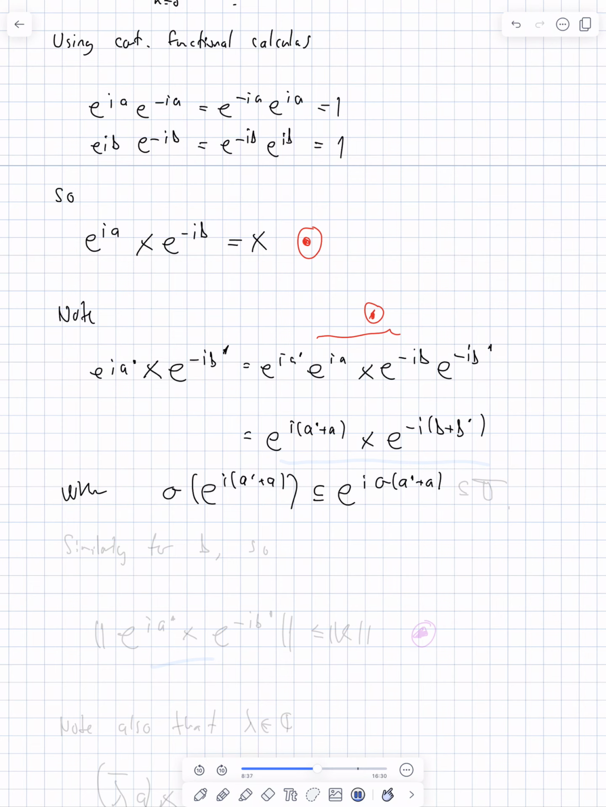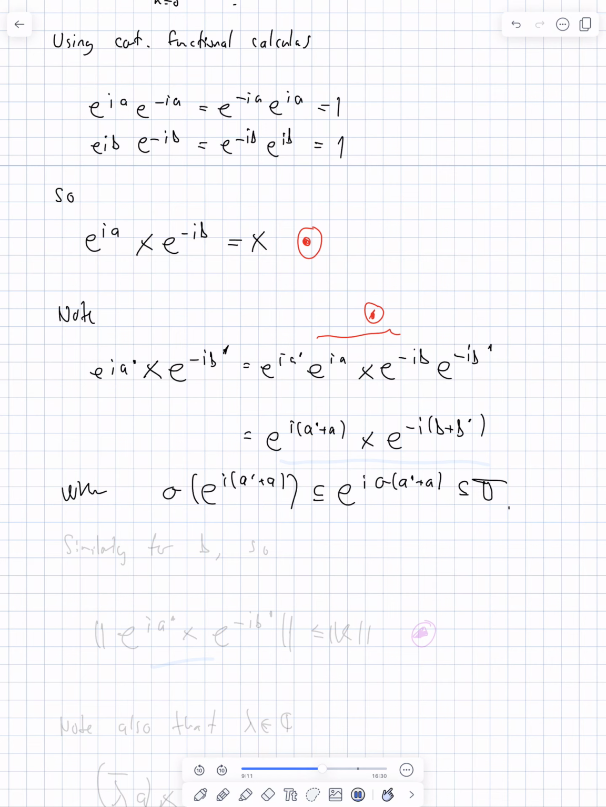And the spectrum of a star plus a, since a star plus a is obviously self-adjoint, is contained in the real axis, so e to the i of that is contained in the unit circle, right? So this means, because these are normal elements, that the norm of e to the i of these elements are bounded by 1, right?